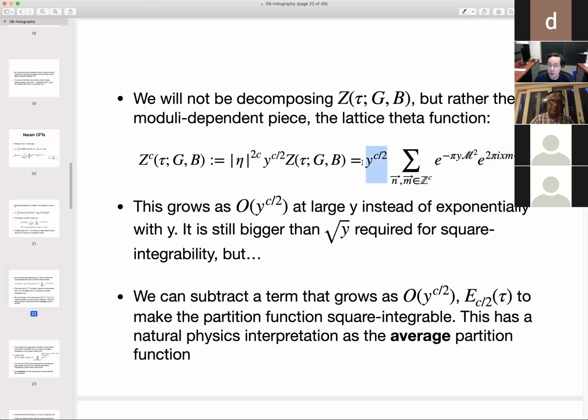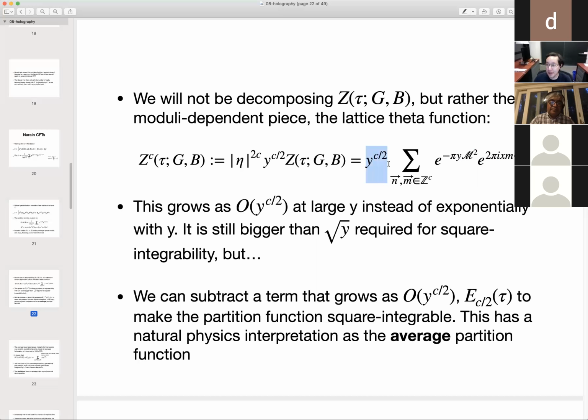And that can be just soaked up by a power of y to the c over 2. So the upshot is, I'll just tell you the following fact, which is you can basically change coordinates to rewrite the partition function in a way that's modular invariant, and now doesn't grow exponentially at the cusp, but rather grows polynomially. Now polynomial is still too fast, it's still bigger than square root of y, but it turns out it's much, much better, and polynomially we can handle.